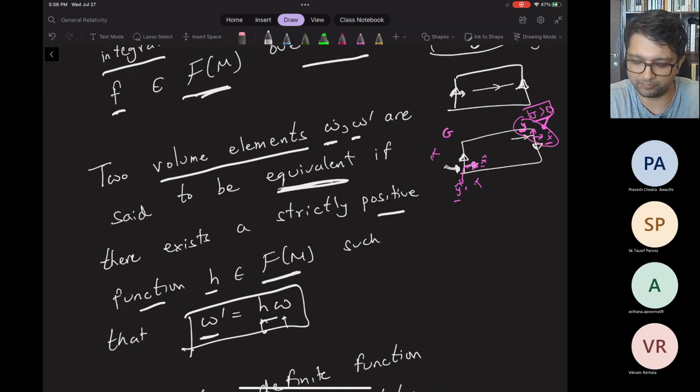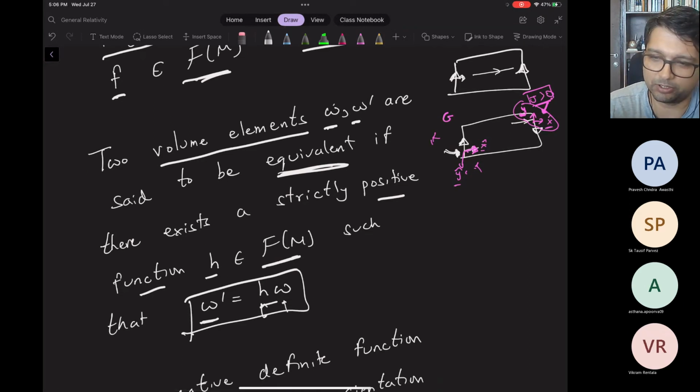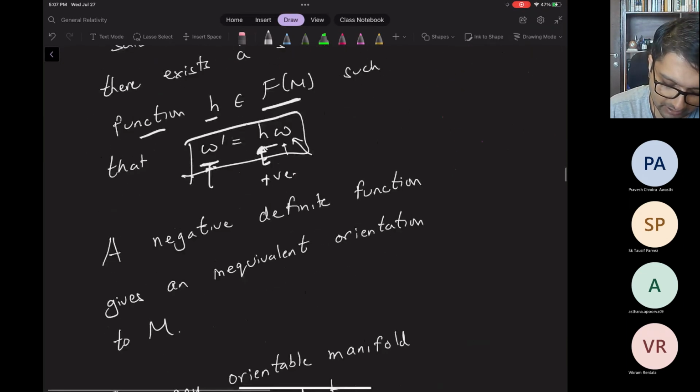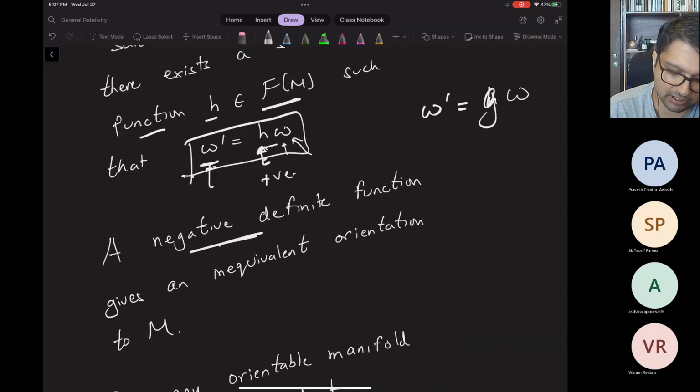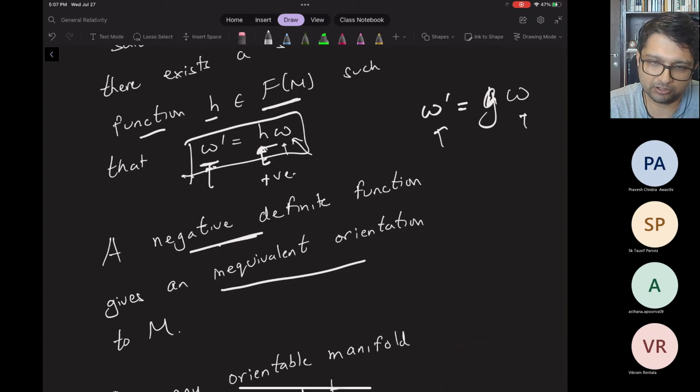They're not equal, but they're equivalent. That is, they define the same orientation on the manifold if h is positive. If h is strictly positive over the entire manifold, then these two define the same orientation of integration over the manifold. Versus a negative definite function. If two integration measures are related by a negative definite function, so imagine instead of h, it's some g which is negative over the entire manifold, then we would say that omega and omega prime define inequivalent orientations to the manifold.